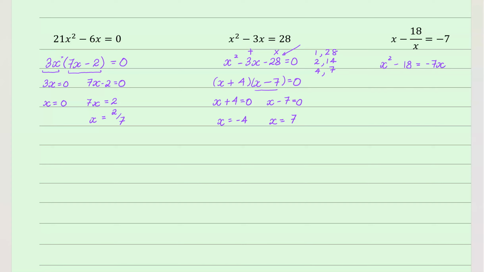What do we have to do now? Get everything on one side. So this is now x squared. It becomes plus 7x. Okay.